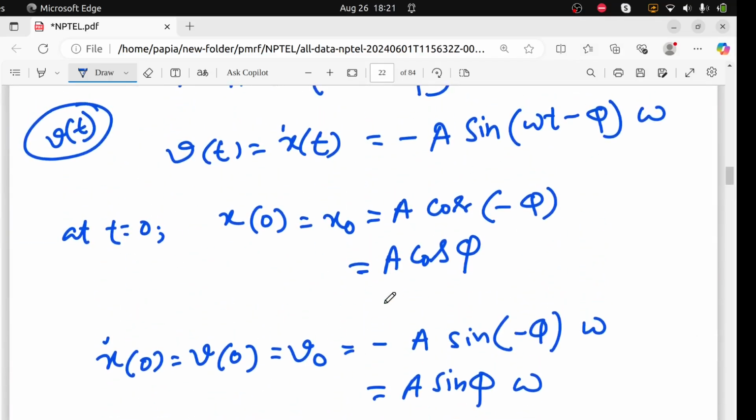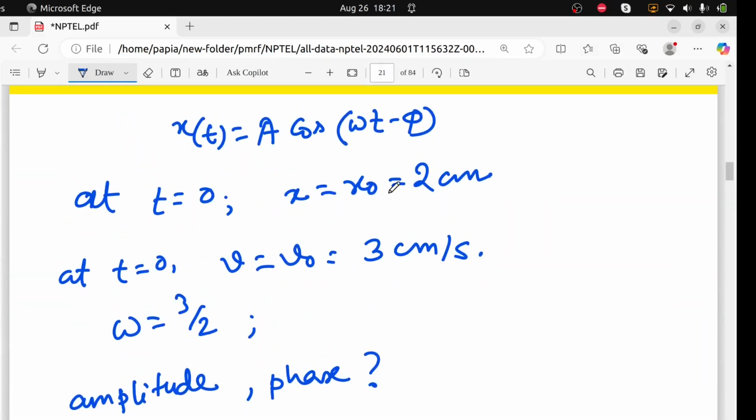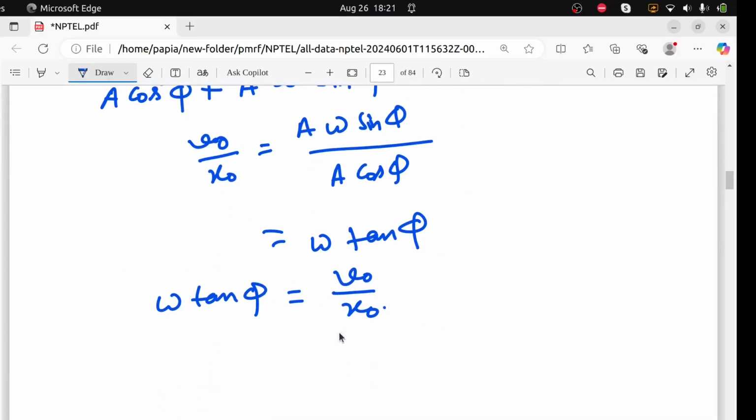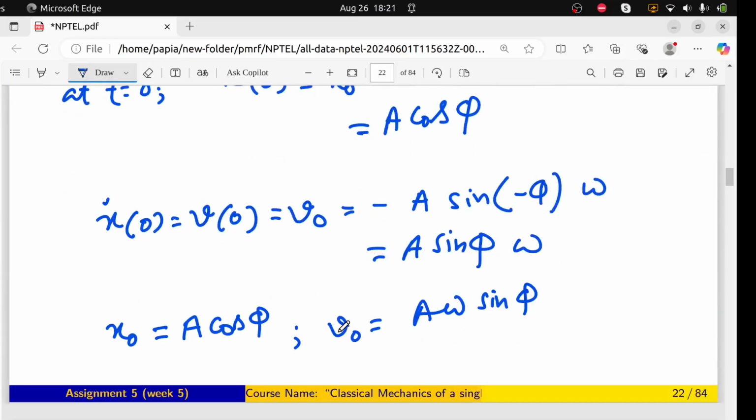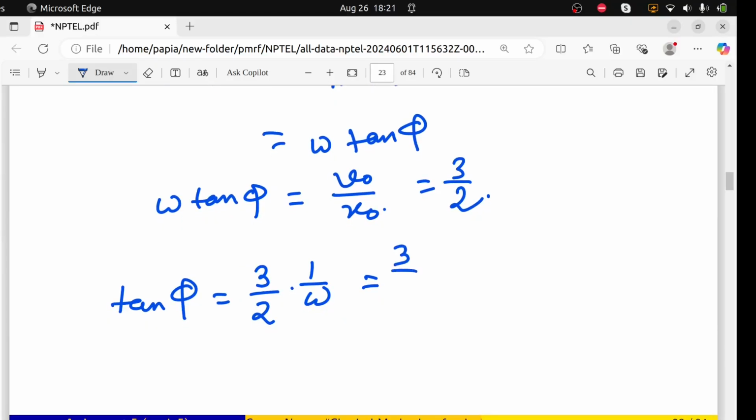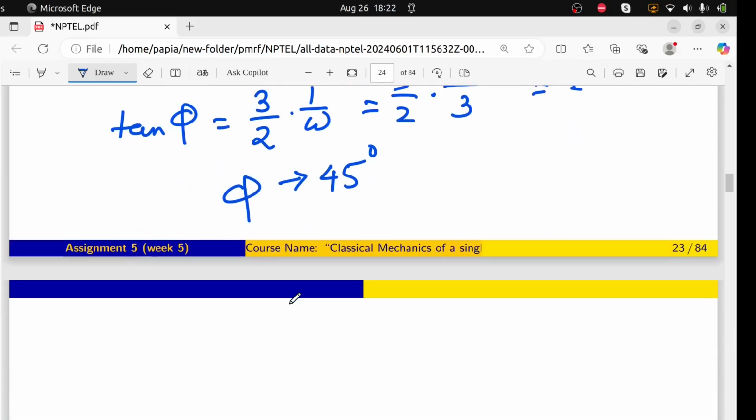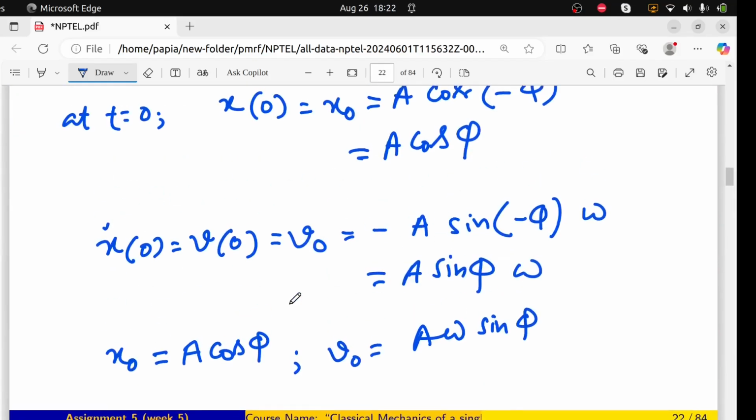Now what are the values of v0 and x0 in this case? v0 is 3, x0 is 2. And what is tan phi right now? 3 by 2 into 1 by omega. So what is omega? 3 by 2. Okay, 3 by 2 into 1 by 3 by 2. So you can understand that is exactly 1. That means our phi is 45 degree. Right? Okay.